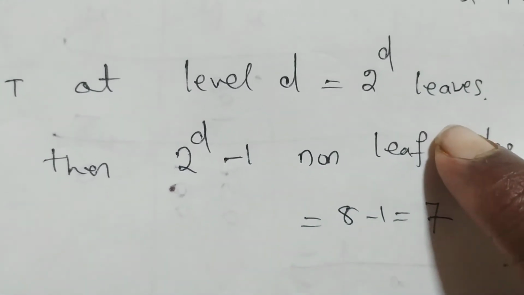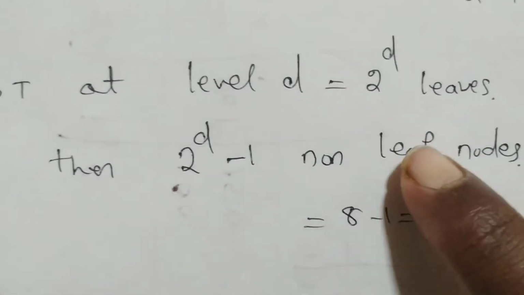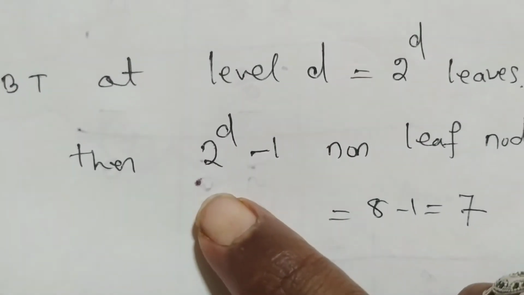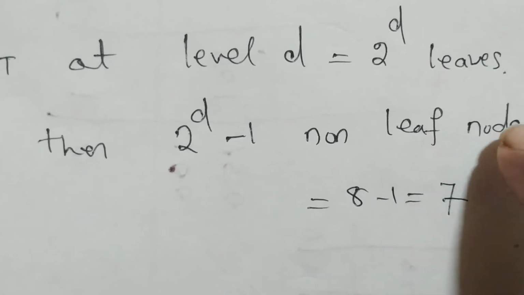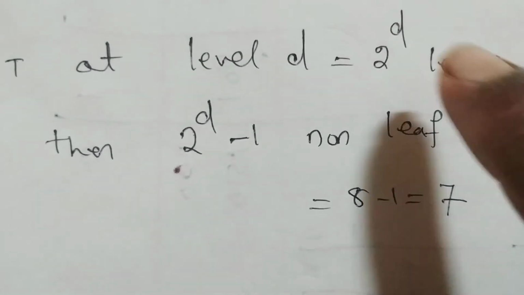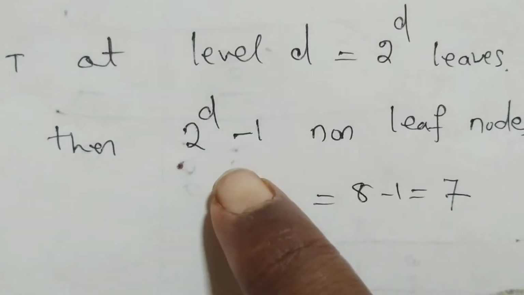So according to the formula, there are 8 leaves, which we have already studied. Then how do we calculate the non-leaf node formula? Suppose the question is given: calculate the total number of non-leaf nodes in a complete binary tree. Then which formula do we have to apply? 2 to the power D minus 1.